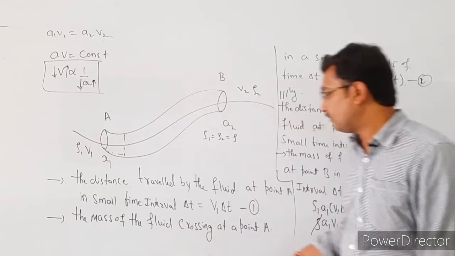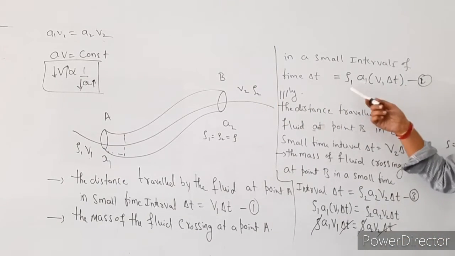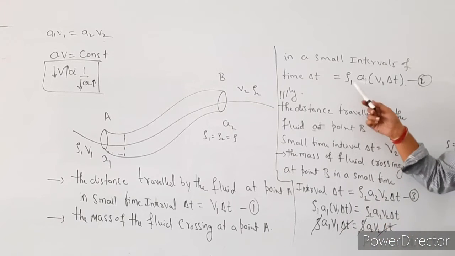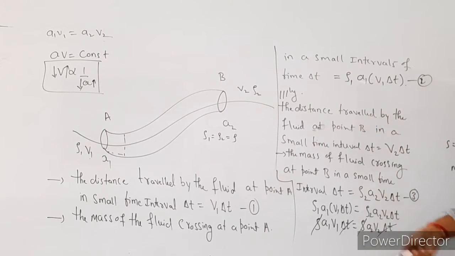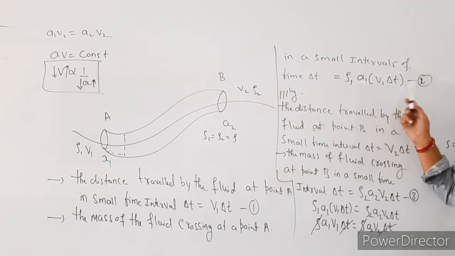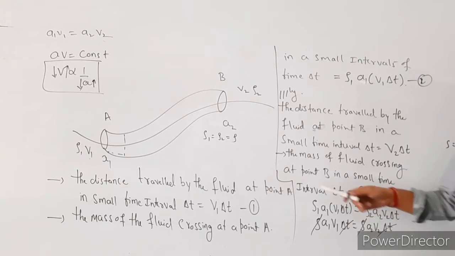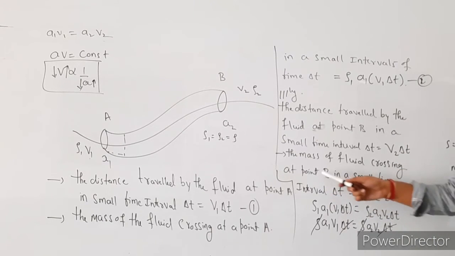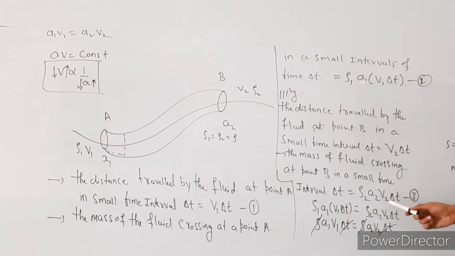After that, the mass of the fluid crossing point A in a small time interval del t is equal to density into volume. It can be written as density into area into the distance travelled by the fluid in a small time interval. Its value is ρ1 A1 V1 del t. Similarly, at point B, the distance travelled by the fluid in a small time interval is V2 del t. The mass of the fluid crossing point B in the small time interval del t is also the same, ρ2 A2 V2 del t. So this is our equation number 3.